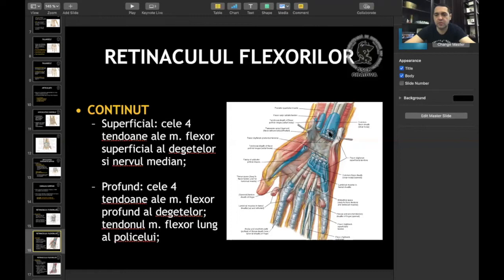what I told you. Here we have superficial tendons and profound tendons. And here we have, for example, pollicis longus tendon. As you can see, here are some bursa or sheaths of the tendons.